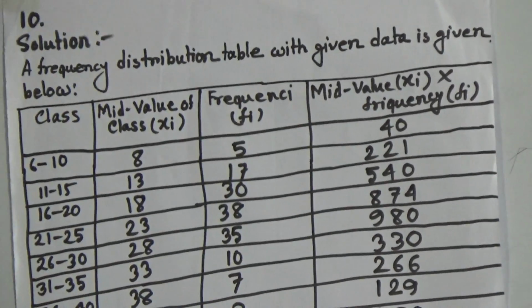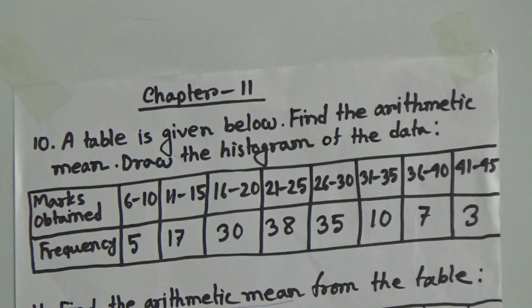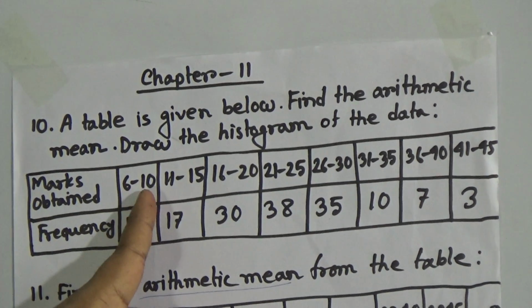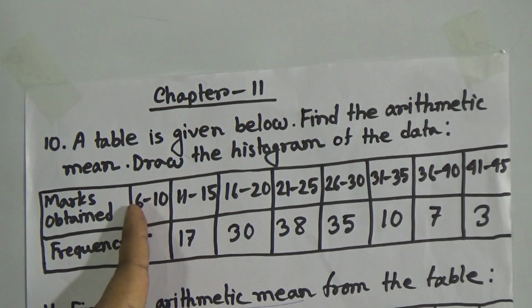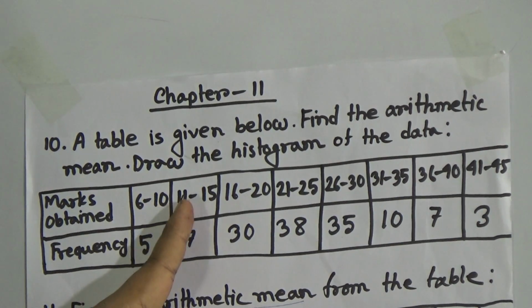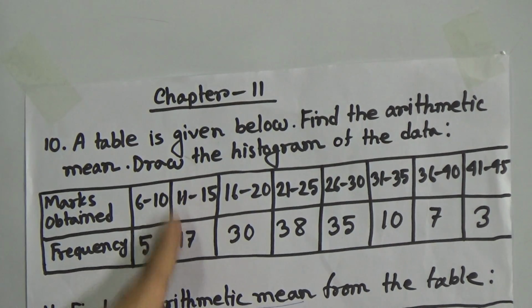Okay, next by using this table we shall draw the histogram. In order to draw the histogram, first of all you notice the class interval is 6 to 10 and 11 to 15. So there is a gap. That means it starts from 6 and ends at 10. Here it starts from 11, it goes to 15. So there is a gap, which is an obstacle to draw the histogram.